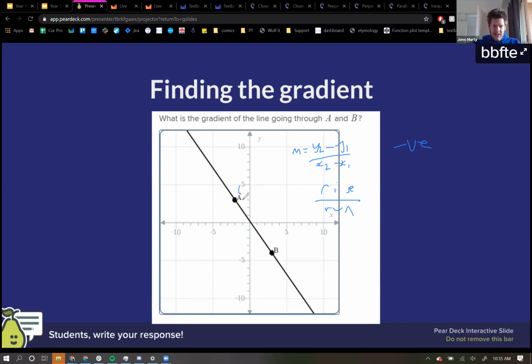Yep, so we have A, which is at -2, 3. The main thing here is make sure you don't forget your negative signs. So the first thing is identify that it's negative. We know we're going to have a negative answer. So if we end up with a positive answer, we've made a mistake somewhere. And now we have this point, 3, -4. You can see how they line up there.